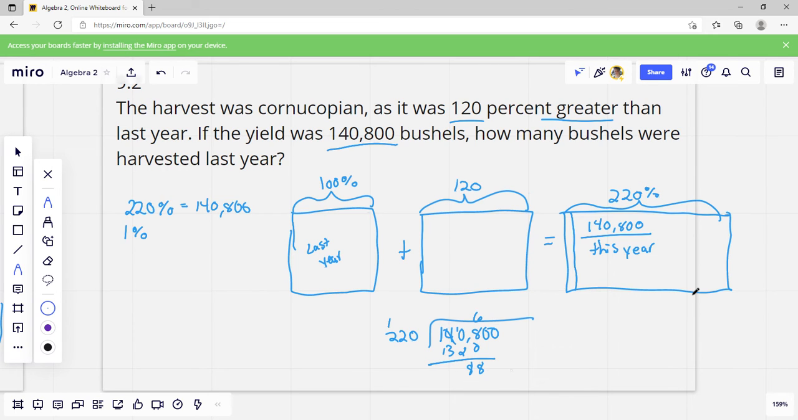8. Bring down a 0. That would be 4 times 0 is 0. 4 times 2 is 8. 8. There we go. 640 is 1%. Okay. All right. So now we just need 100%. That's easy. Just multiply 1% times 100.